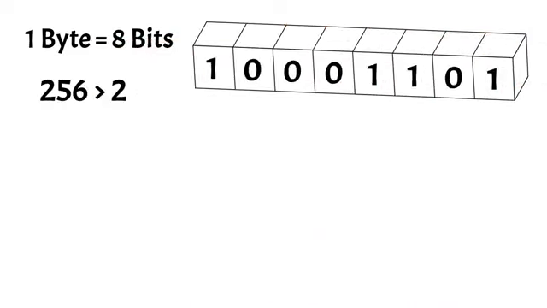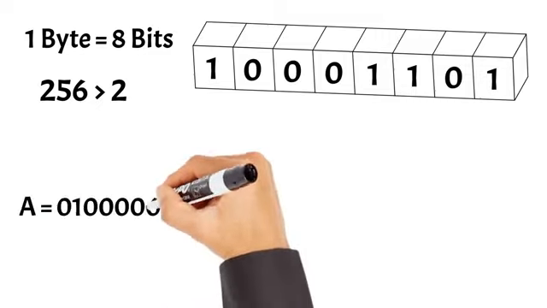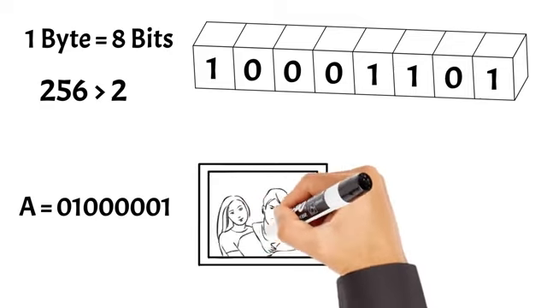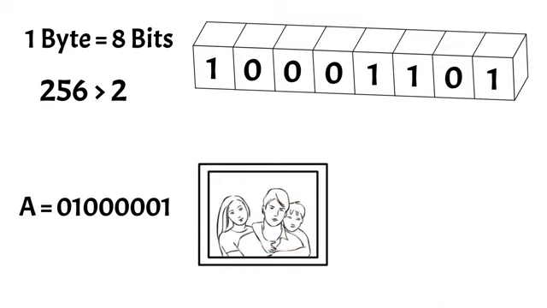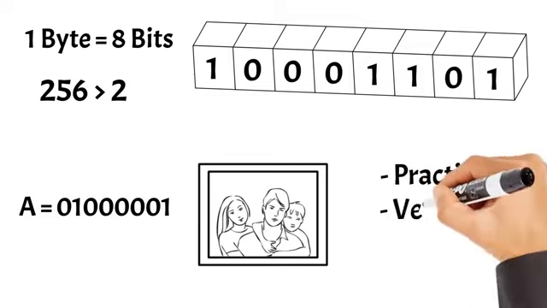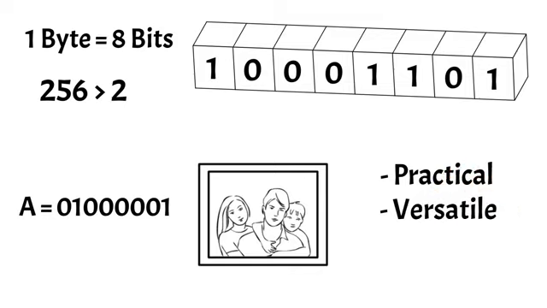This expanded capacity allows a byte to encode a wide range of data, such as a single character in a text file or a small part of an image. Bytes are the building blocks for larger data structures and are essential in computer processing and storage, providing a more practical and versatile way to handle data compared to individual bits. We see that bits and bytes are essential for storing data in computers, but to store any meaningful data, we need much more than just a single byte.